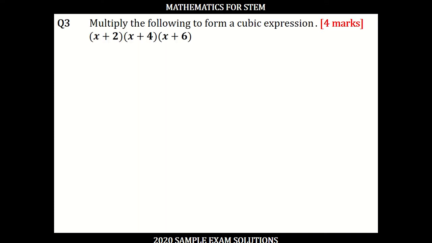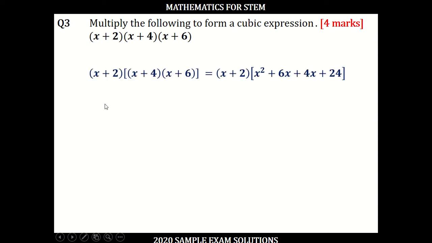Question 3, we want to multiply the following to form a cubic expression. So here we've got 3 linear expressions. And to multiply 3 linear expressions, we're going to multiply out 2 of them first of all. So if we leave the x plus 2 out in front, and then we're going to multiply x plus 4 by x plus 6. Now x by x gives x squared. x by 6 gives 6x. 4 by x gives 4x, and then 4 by 6 gives plus 24.